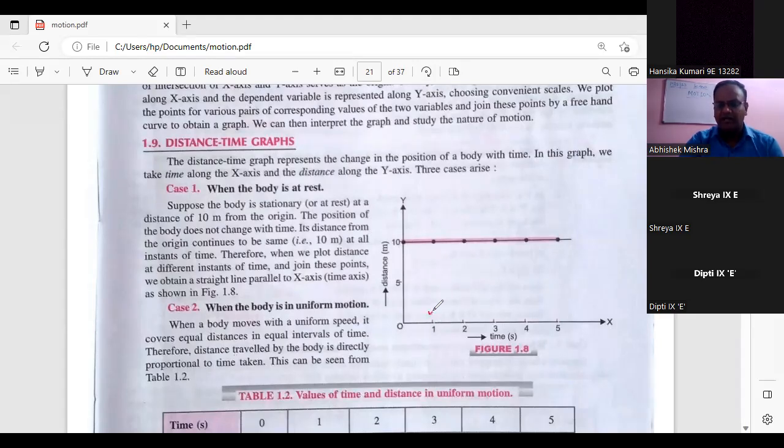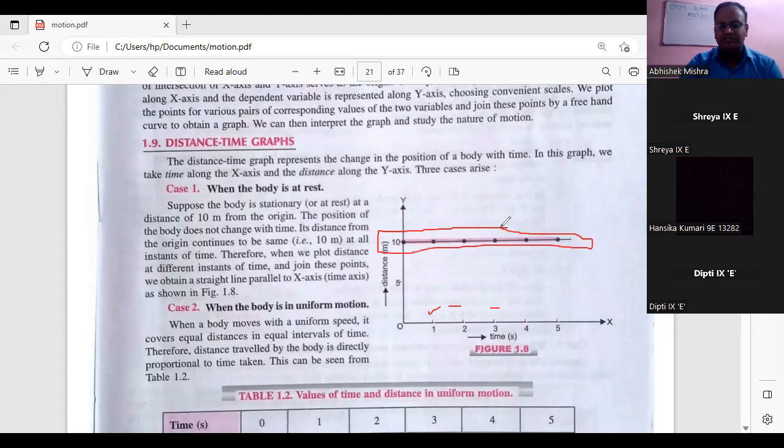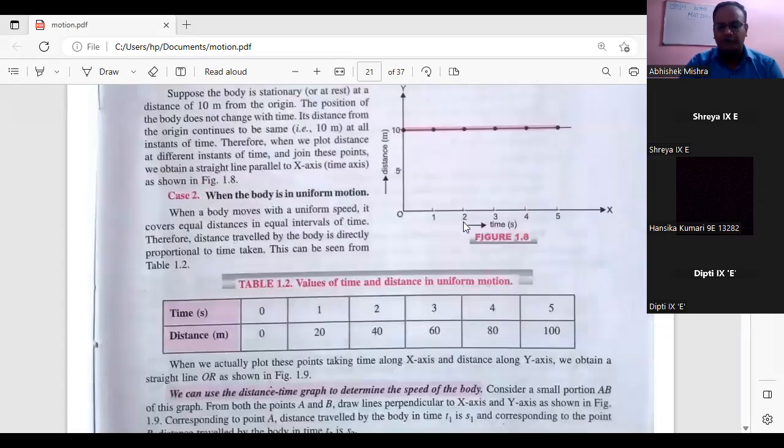That means at the duration of 1 second, 2 seconds, 3 seconds, each and every time the distance is the same, that is 10 meter. So when we plot this, we get a straight line parallel to the x-axis. So this is the case when the body is at rest. The second case is when the body is in uniform motion.